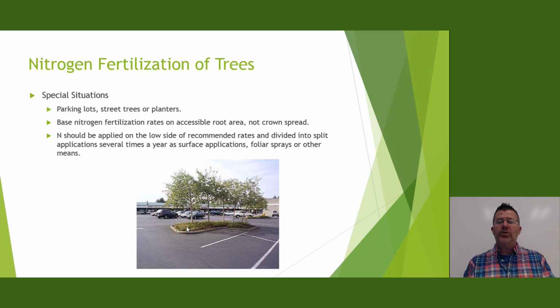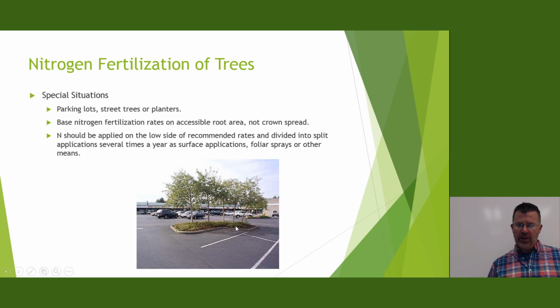Now let's talk about some special situations for trees. We've got trees that grow in parking lots, street trees, or even in planters. Here we can see a group of river birch in a parking lot. These trees are going to be stressed out a little more than a tree planted in somebody's backyard. But we need to base these nitrogen rates on accessible root area, not the crown spread. So for this group of river birch, we're going to base it actually inside the curb. We know the crown for this one is going to extend out a little bit further. We're just going to base it within the curb.